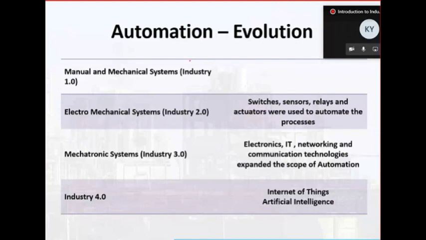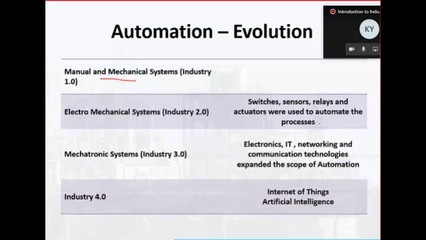So, automation evolution. Initially, Industry 1.0 was manual and mechanical systems. Then we came to Industry 2.0, with electromechanical systems. We used switches, sensors, relays, and actuators to automate the processes, so we had some relay-based automated systems. But we could not automate completely, and they had some drawbacks.